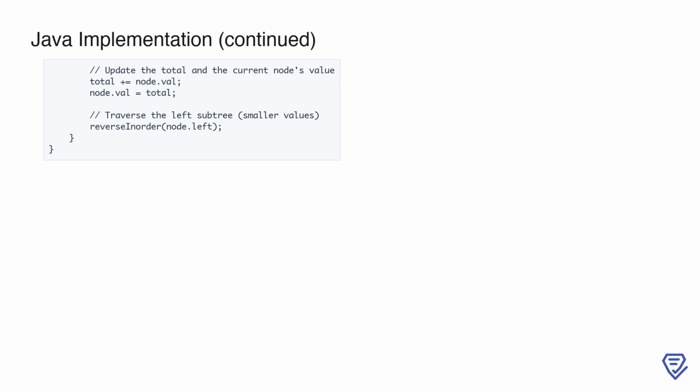This ensures that each node is visited in descending order of value, and by the time we reach a node, all greater values have already been accounted for in the total. This method guarantees that the tree is correctly transformed into a greater sum tree by the end of the traversal.